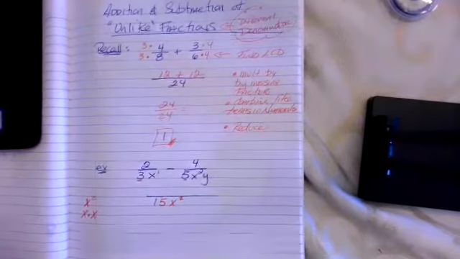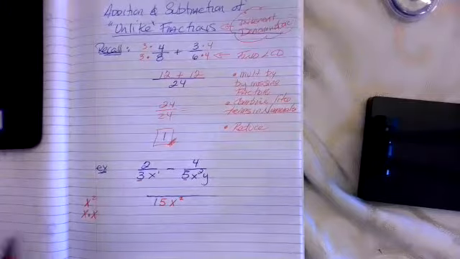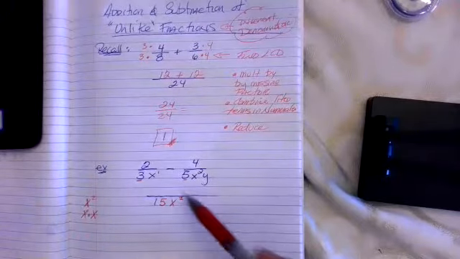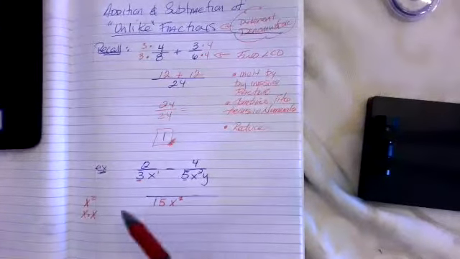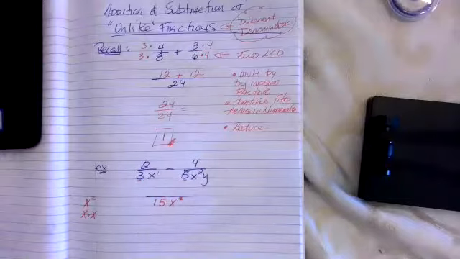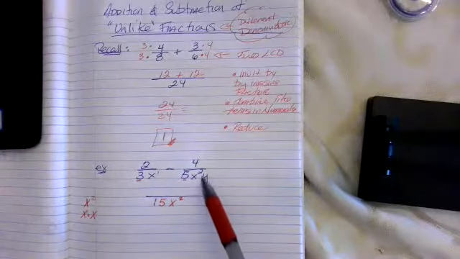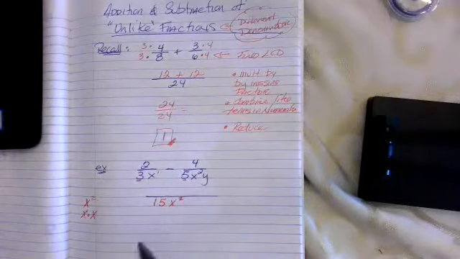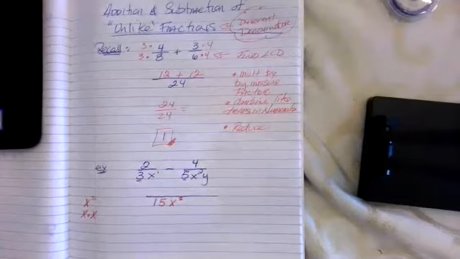Some people might say x to the third. Well, x to the third would be a common denominator, or would work, but it's not the lowest value that both of those could go into. The lowest value that both of those could go into would be x squared.